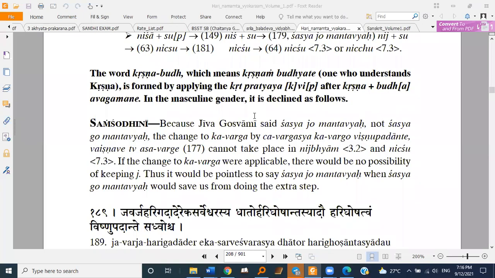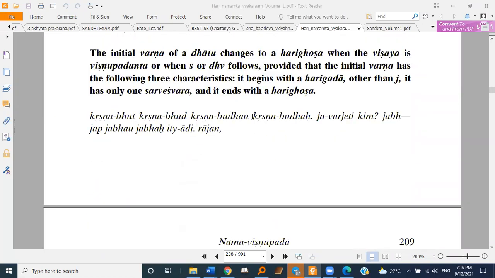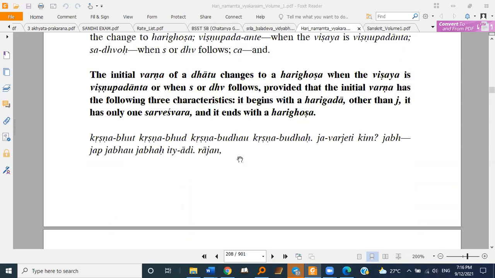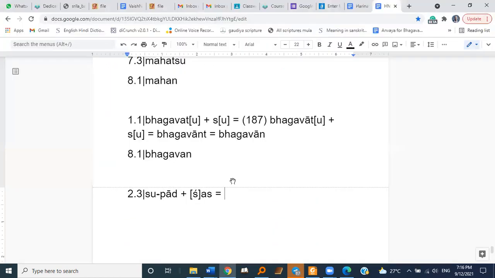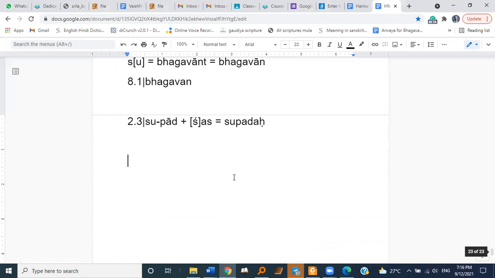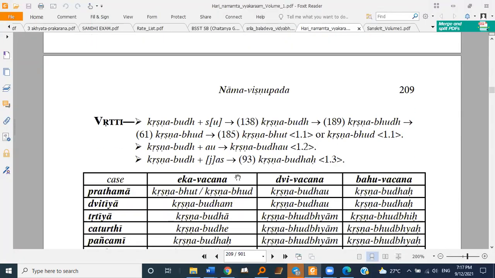Here comes a nice one. The next word is, so this becomes Supada. The next word is Krishna Budh Yukta Su. Krishna Budh Yukta Su. So Krishna Budh means one who knows Krishna.